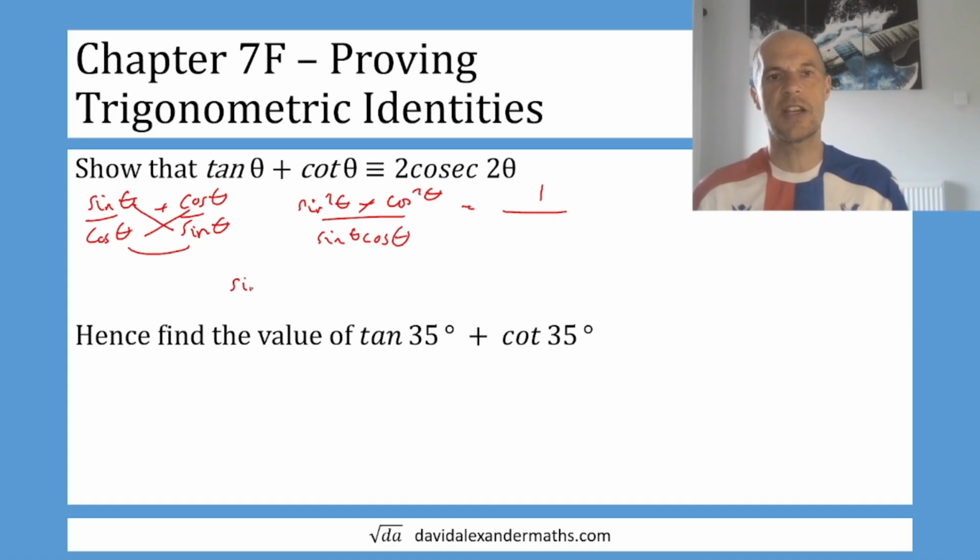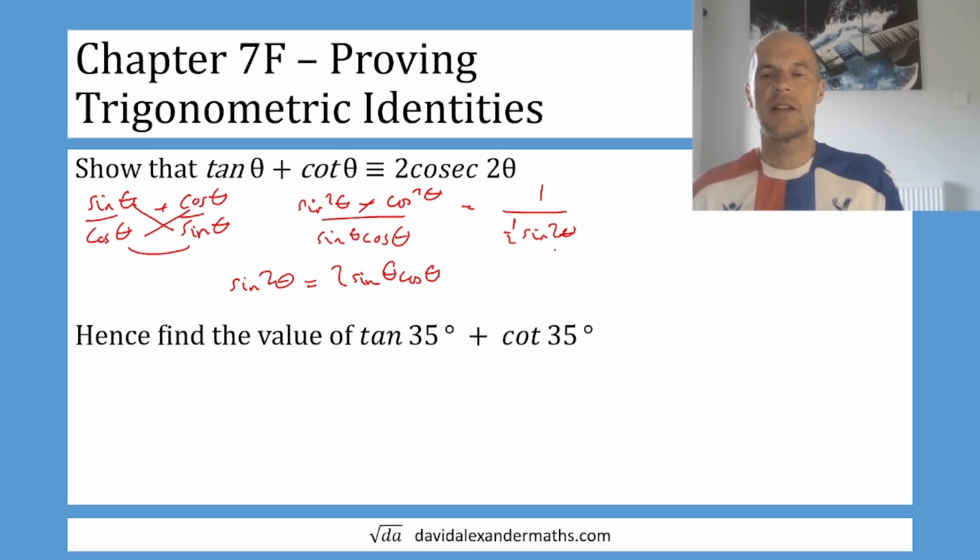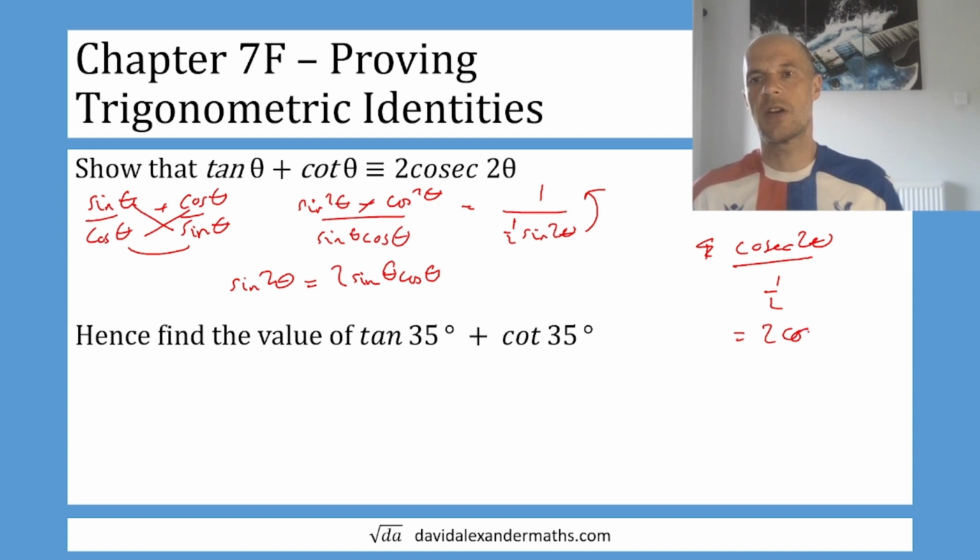Now I know that the sine of 2 theta is 2 sine theta cos theta. So therefore sine theta cos theta is a half sine 2 theta. Now if I've got sine 2 theta as a denominator, I can bring that up and turn it into cosec 2 theta. So that is cosec 2 theta over a half, and anything divided by a half is the same as multiplying by 2, so that is 2 cosec 2 theta, and we've proved it.